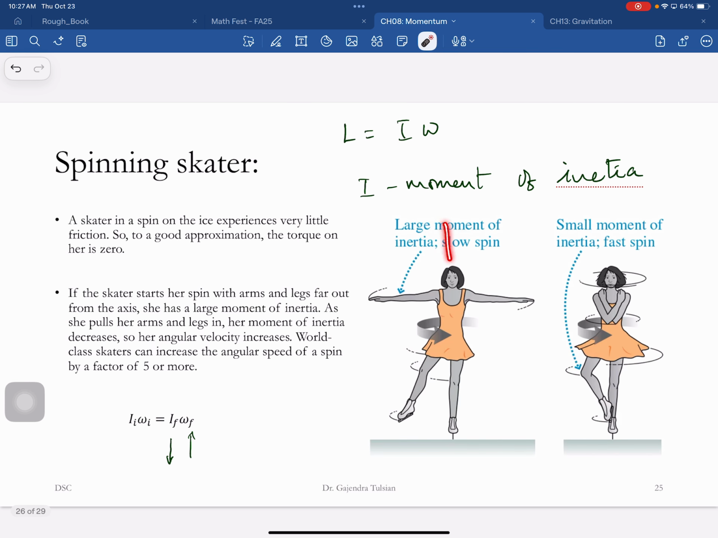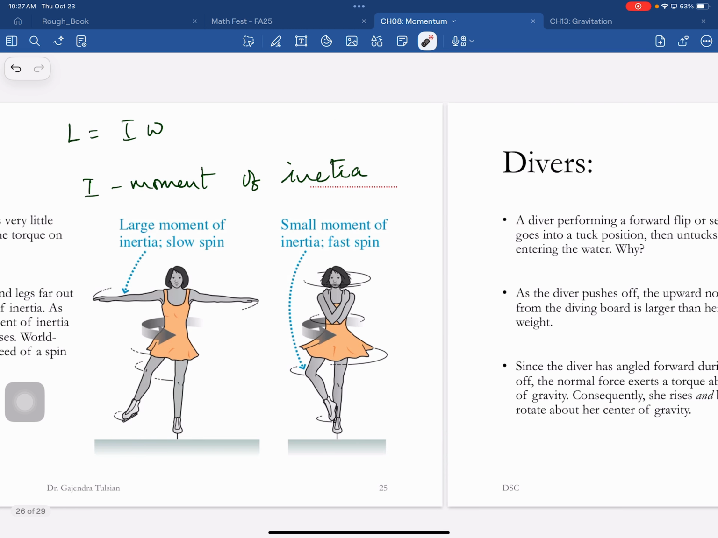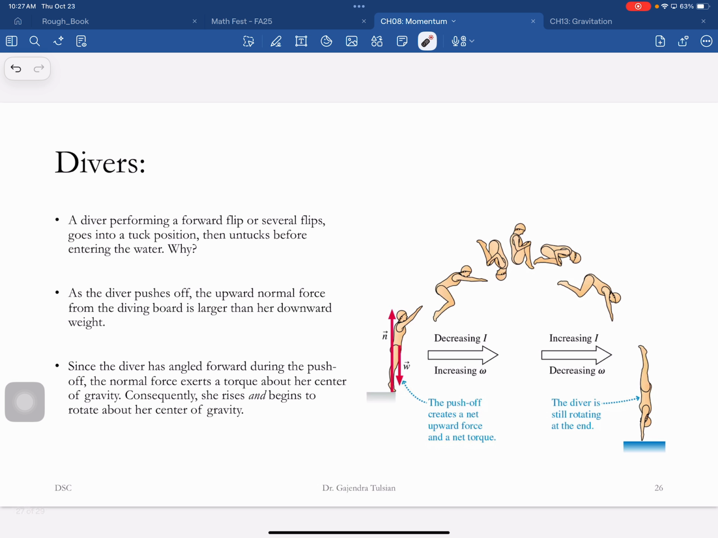Same thing for an ice skater. When she spins, when she brings her arms and legs in, she's decreasing her moment of inertia and her angular speed is increasing. And like I said, world-class skaters can increase their angular speed by a factor of 5. So if they're initially spinning at 3 revolutions per minute, they can get it to 15 revolutions per minute.